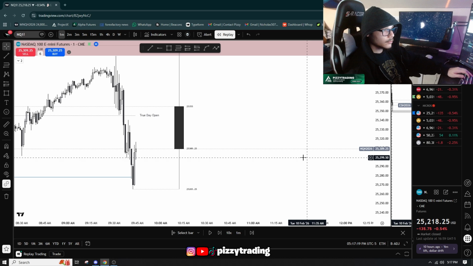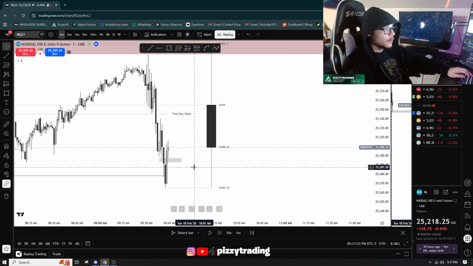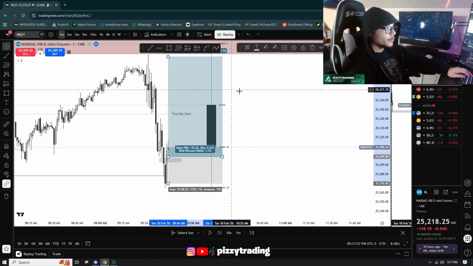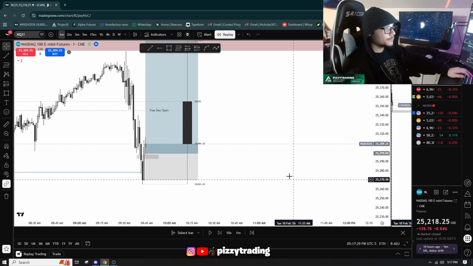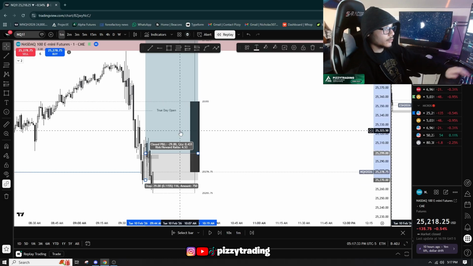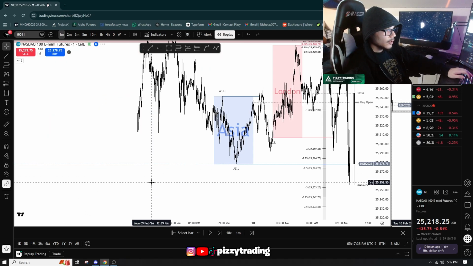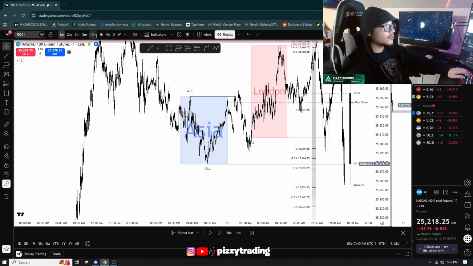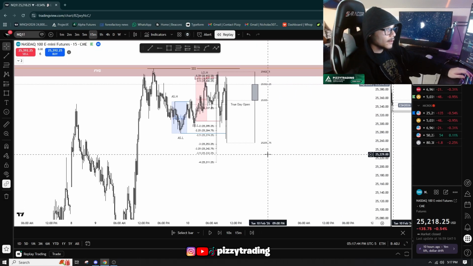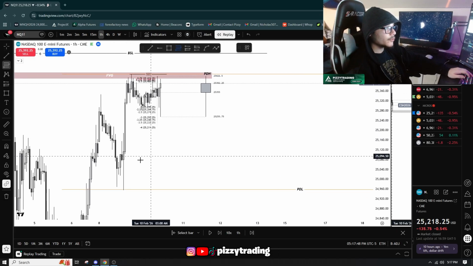So coming into, what do we see right here? A 1 minute inverse. I know a lot of people that took this long, back up here, back up to overall buy side. And what happened? They got absolutely destroyed. Why did they get absolutely destroyed? Because price is still, let me go back to the 15 minute real quick, price is still in this massive range that needs to be rebalanced.